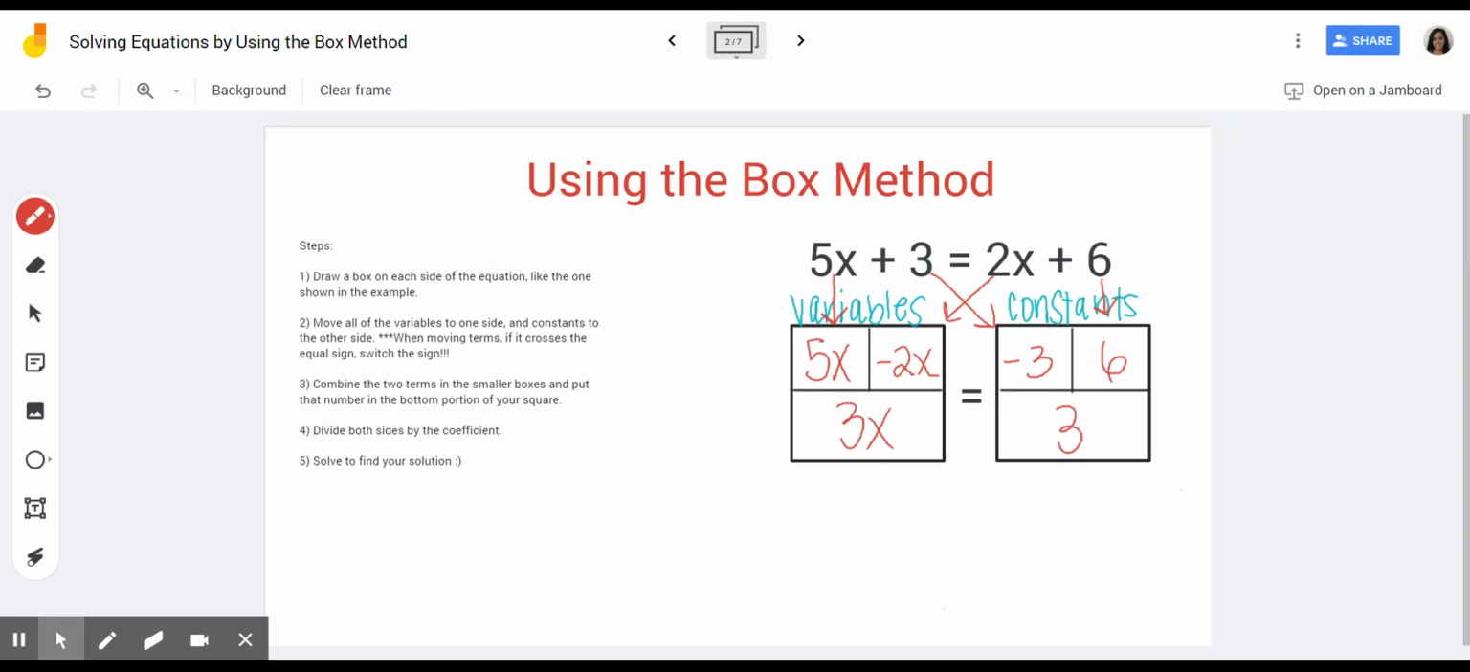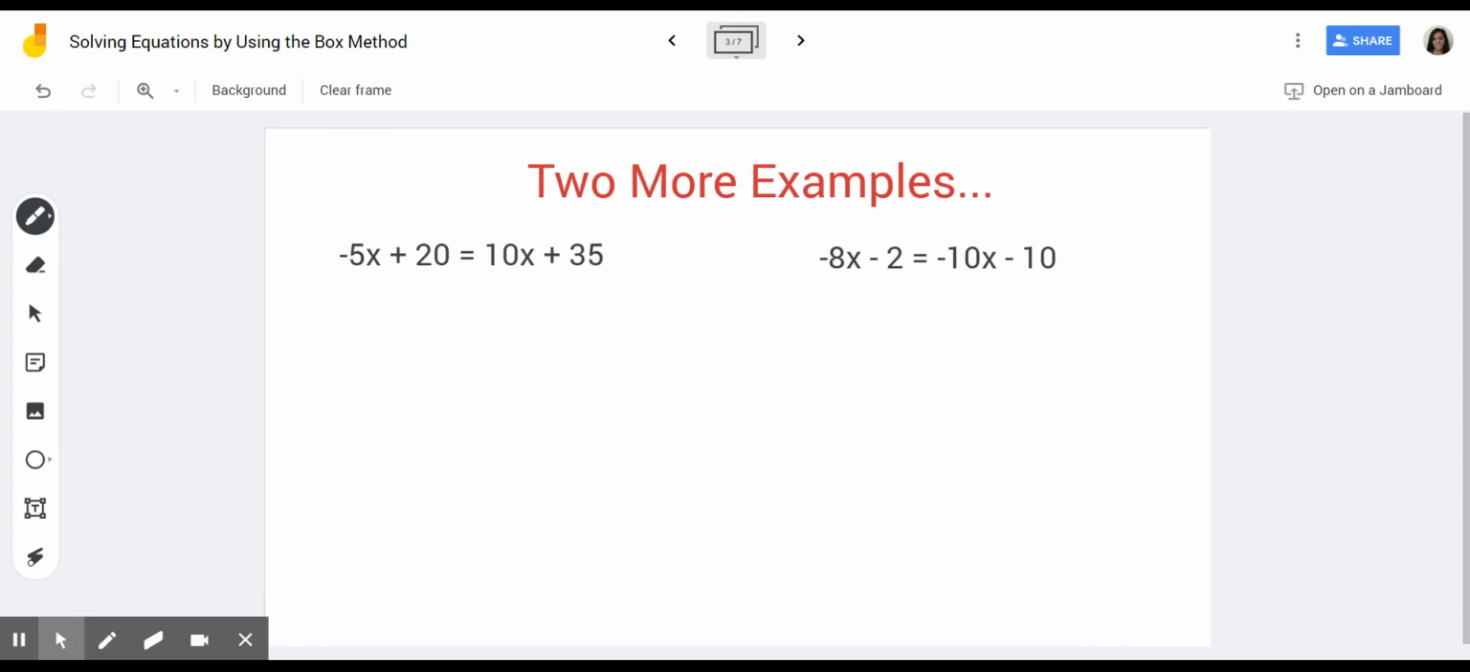Now I'm on to step 4. Step 4 is to divide both sides by the coefficient. The coefficient is the number that is in front of your letter, in front of your variable. So in this case, I'm going to divide both sides by 3. 3 divided by 3 is 1. So I will be left with x equals 3 divided by 3, which is 1. X equals 1 is the answer to that equation. Okay, let me give you two more examples.